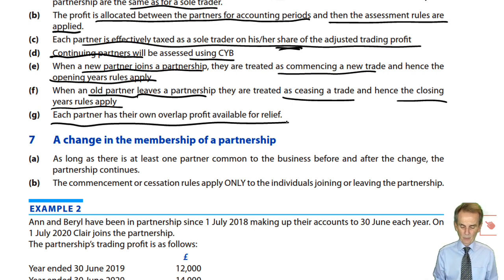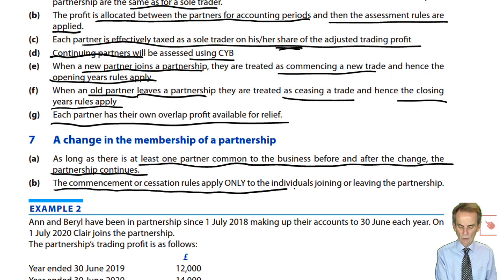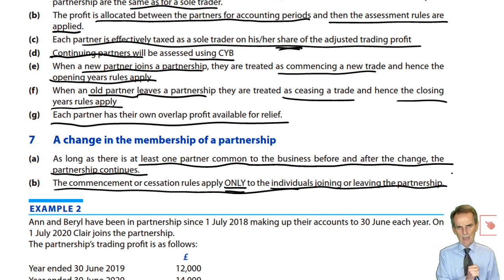Just one final point here for this particular lecture. As long as there's at least one partner common to the business before and after the change, the partnership itself continues. The commencement or cessation rules apply only to the individuals joining or leaving the partnership. So in any one accounting period where you've got a continuing partner, CYB rules apply. New partner coming in, opening year rules apply. Old partner leaving, closing year rules apply to their particular figures of profit.